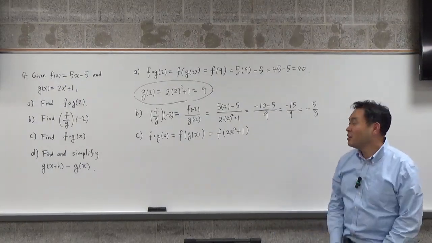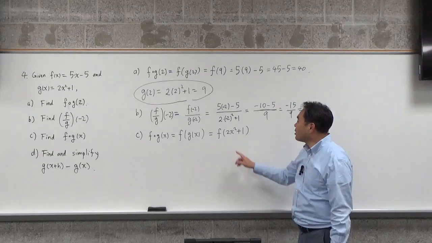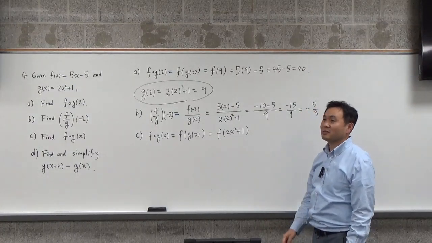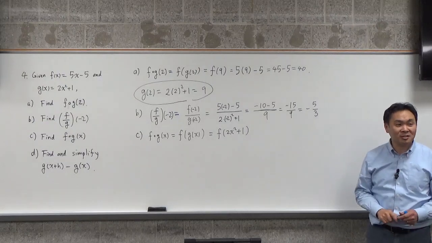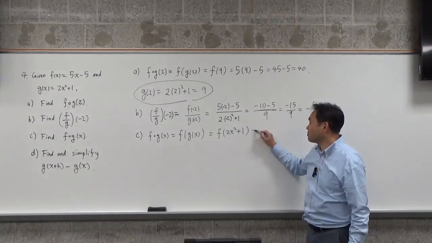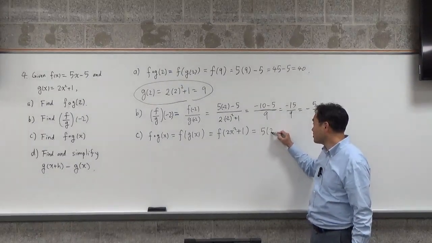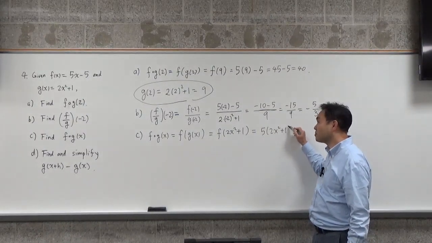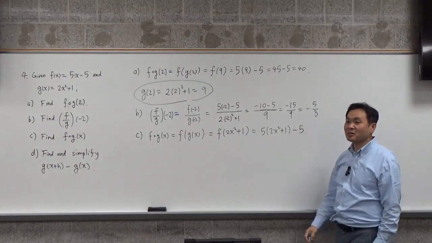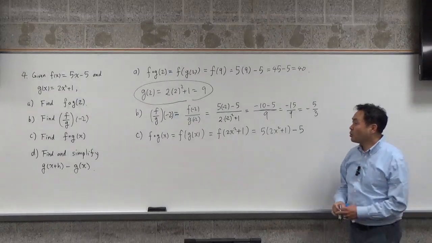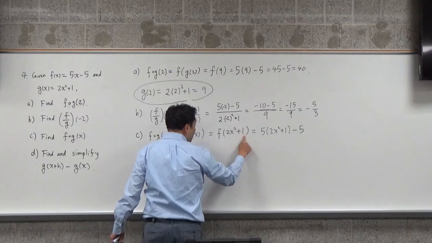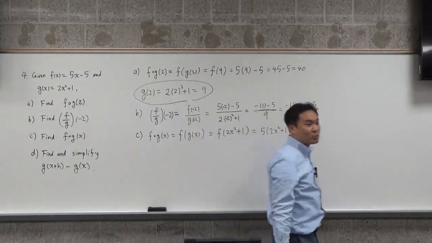Right. Okay, but now the problem is, what is f of 2x squared plus 1? Now this one I need you to think. Give me an answer. Yes. So would it be 5 parentheses 2x squared plus 1, outside of parentheses, minus 5? That's correct. That's what this means, okay? Because you're replacing this x by 2x squared plus 1. That's what happens.